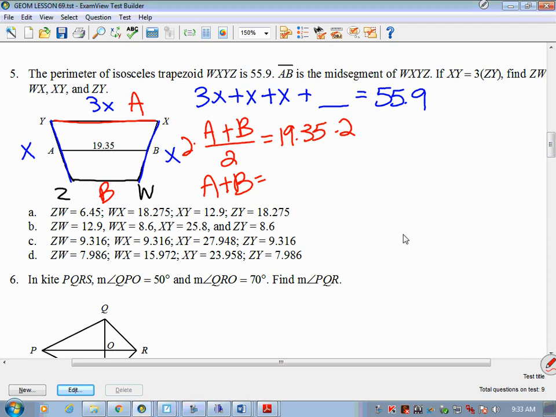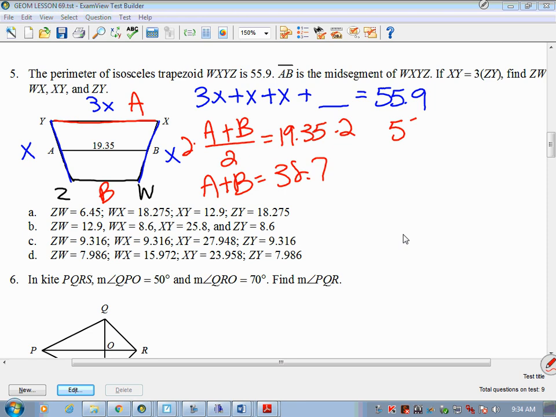All right, now somebody with a calculator, take 19.35 and multiply it by 2 and tell me what you get. 38.7. Okay, so far, that makes sense. Now, what I want to do is take that perimeter and subtract 38.7, because XY plus ZW equals 38.7, right? So let's subtract that from the total perimeter.